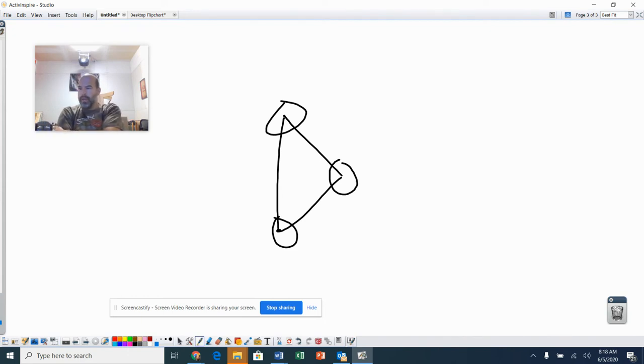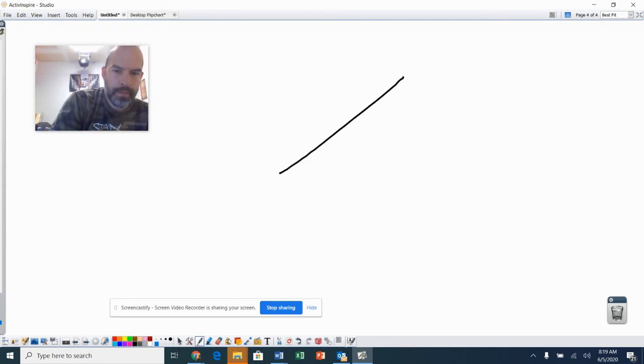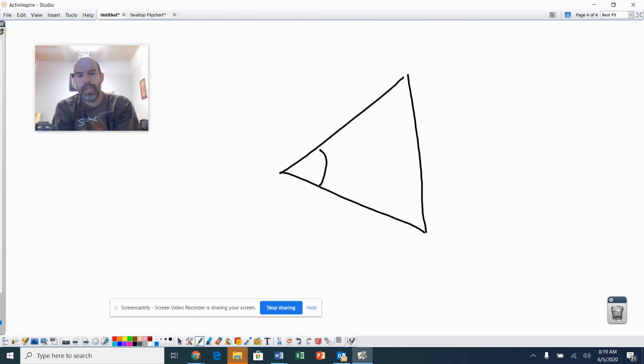So let's say we will call this amount of opening, when we look at this opening and we see that space, we call this amount of opening, let's call it the green corner. Okay.